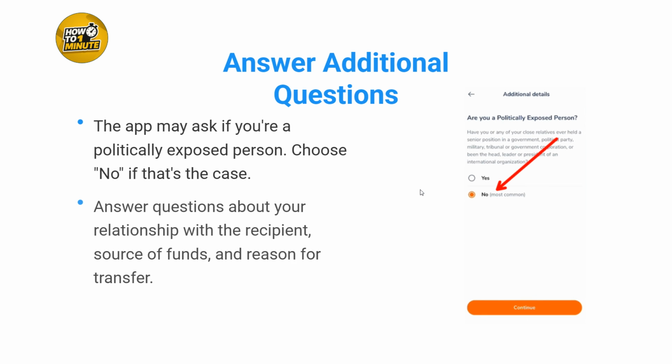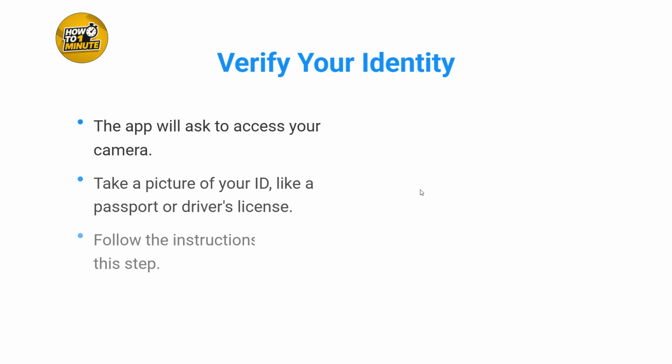The app might ask if you're a politically exposed person. Choose No if that's the case, and tap Continue. Then answer a few more questions, like how you know the person, the source of the funds, and the reason for the transfer. Fill those in and tap Continue.